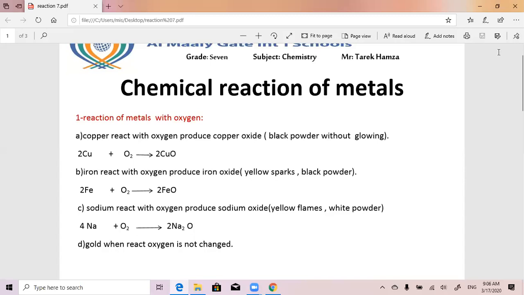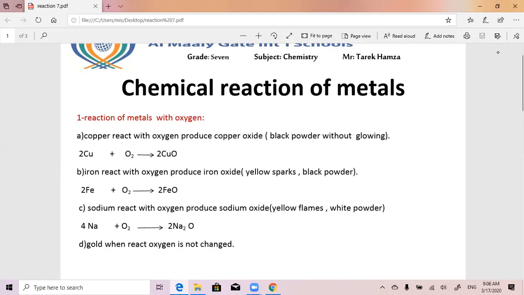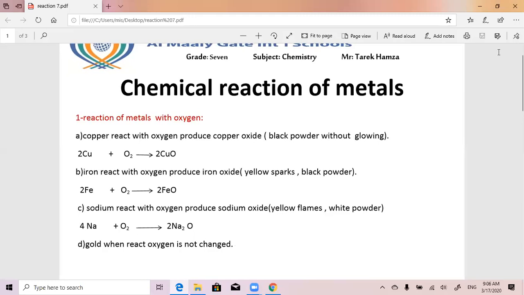2 and 2, this is a chemical balance. You should understand this equation well. Copper reacts with oxygen to produce copper oxide. Its properties: black powder. When copper burns with oxygen, it produces black powder and without glowing, يعني مفيش توهج. There is no glowing.